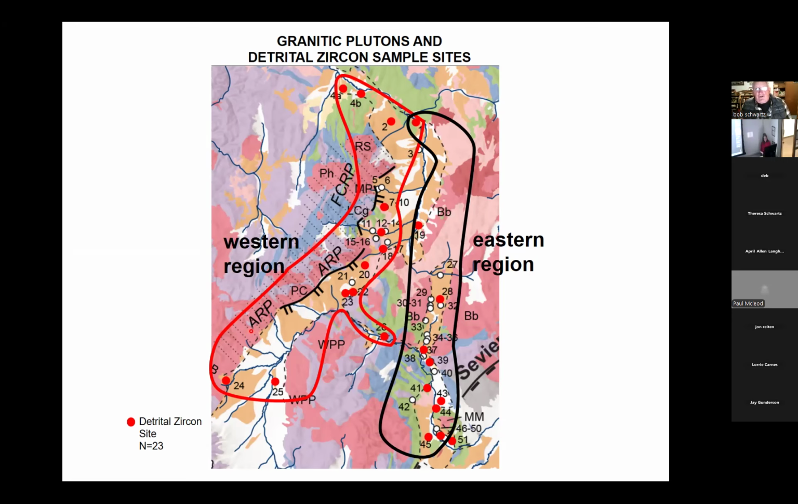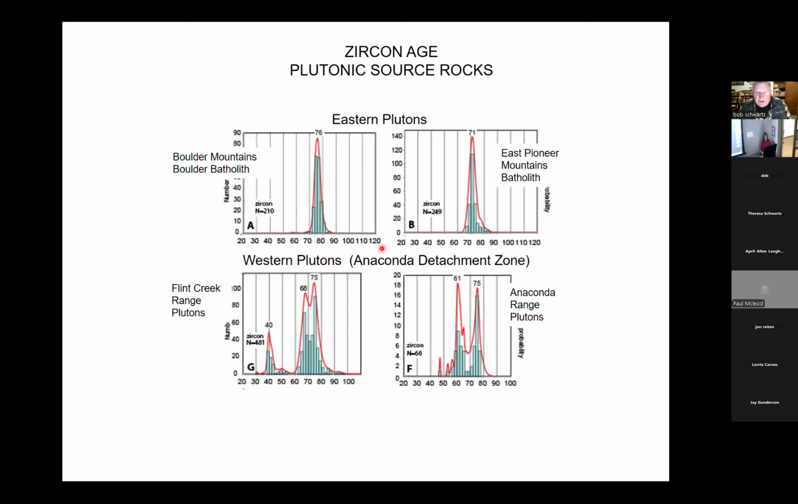And we're going to see marked differences between the plutonic zircon signatures, that is, the zircons from the plutons themselves, between the two areas. And then we're going to see significant differences between the igneous rocks here and their detrital zircon products here. And again, this is a region that I've referred to as ARP, we're no longer using that. We use ADZ for the Anaconda Detachment Zone.